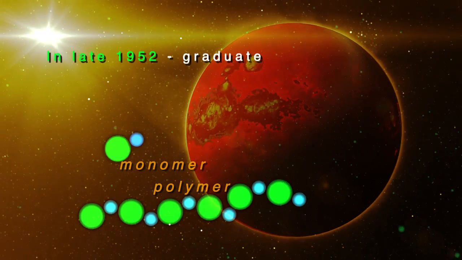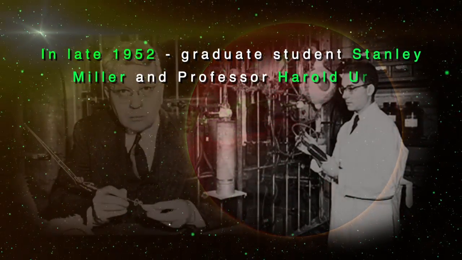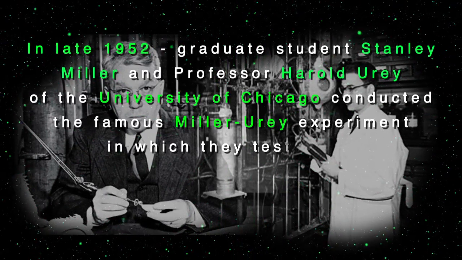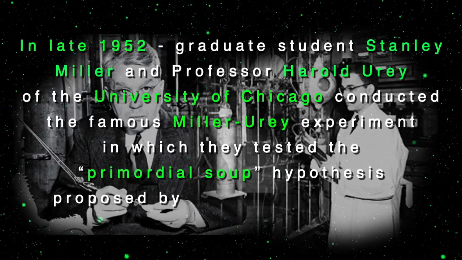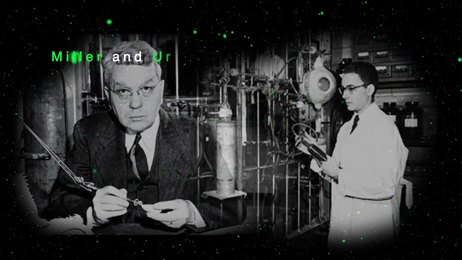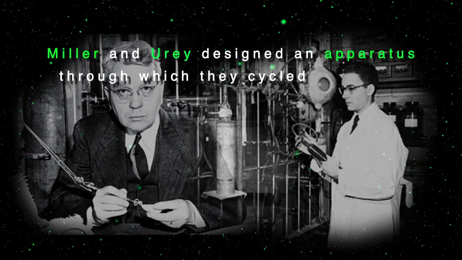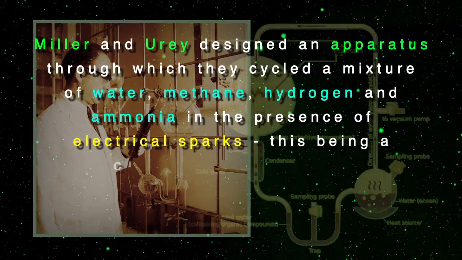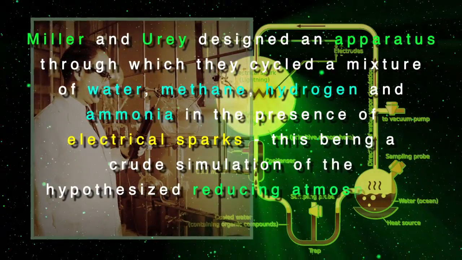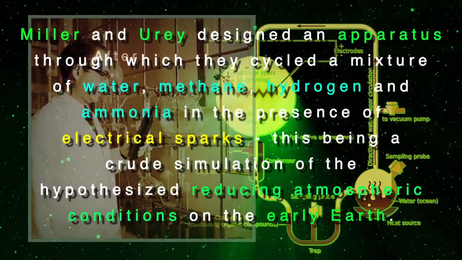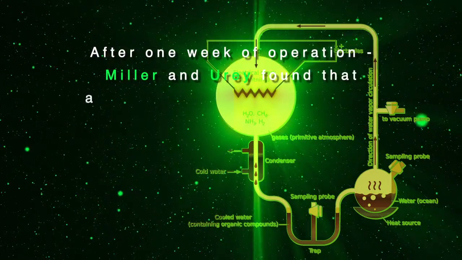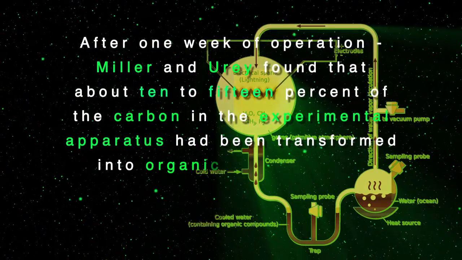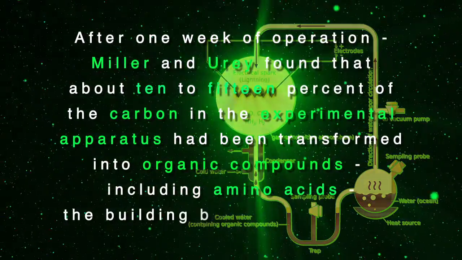In late 1952, graduate student Stanley Miller and Professor Harold Urey of the University of Chicago conducted the famous Miller-Urey experiment, in which they tested the primordial soup hypothesis proposed by Oparin and Haldane. Miller and Urey designed an apparatus through which they cycled a mixture of water, methane, hydrogen, and ammonia in the presence of electrical sparks, this being a crude simulation of the hypothesized reducing atmospheric conditions on the early Earth. After 1 week of operation, Miller and Urey found that about 10 to 15% of the carbon in the experimental apparatus had been transformed into organic compounds, including amino acids, the building blocks of proteins.